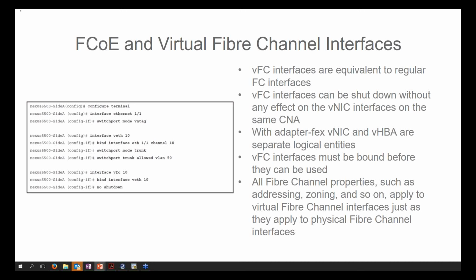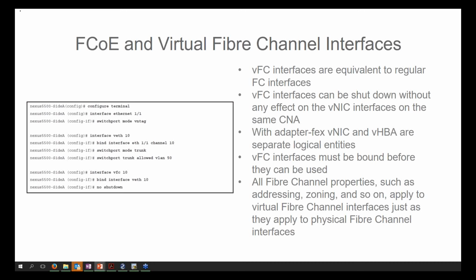With Adapter-FEX, virtual NICs and HBAs are separate logical entities, and they must be bound before they can be used. So what happens is you must create the Ethernet physical switch interface with a VN tag. You create the virtual Ethernet, in this case 10, bind it to a specific physical Ethernet on that channel, make it a trunk, and then allow VLAN 50. VLAN 50 is going to be the FCoE VLAN.